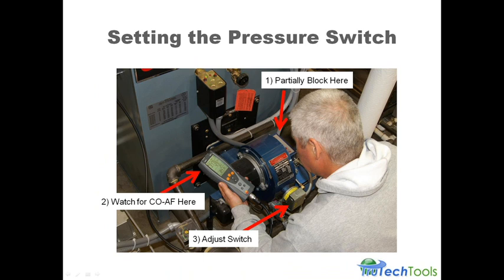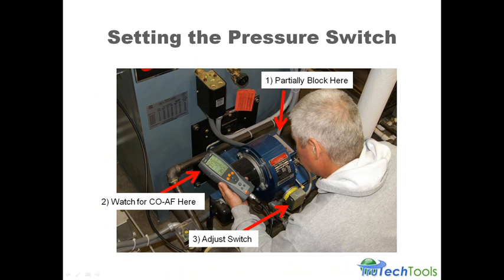You're going to partially block. You can see right, it says partially block here. That's the inlet combustion air on there. And I'm going to watch the CO air free on the meter as I'm blocking that off. And when that CO air free starts approaching 100 parts per million, I'm going to adjust the switch so it cuts the burner off, right? I don't care about anything except that burner not producing CO. That's what that pressure switch is for. So if the inlet gets blocked and the CO rises, it's going to shut off.